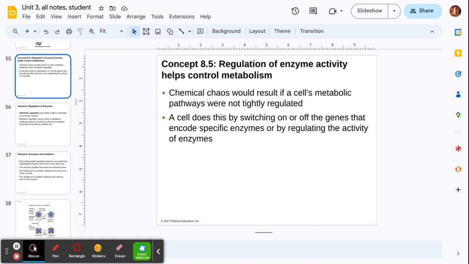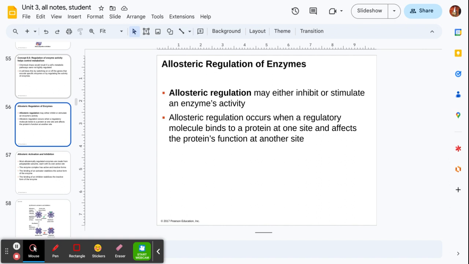8.5 talks about how enzyme activity can be regulated through something called an allosteric site. That's called allosteric regulation. And that is not the active site. It's a site that is distant from the active site. But it really has the same effects as a non-competitive inhibitor would, in that it's going to change the shape of the active site.